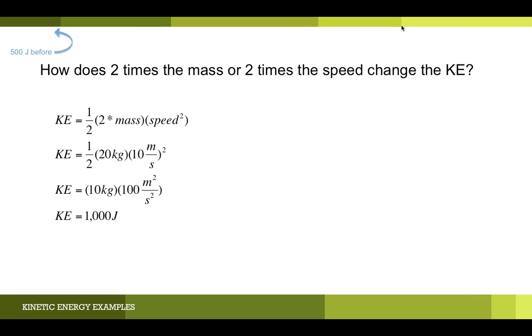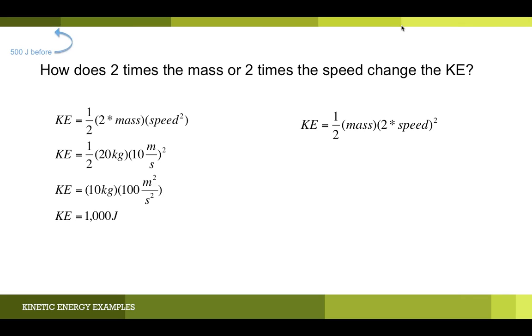So plugging all that into your calculator, you'll eventually get that the kinetic energy is 1,000 joules. So before, the kinetic energy was 500, but after doubling the mass, the kinetic energy also doubled. So we can see that kinetic energy and mass are directly proportional, because we doubled one and the other one also doubled.